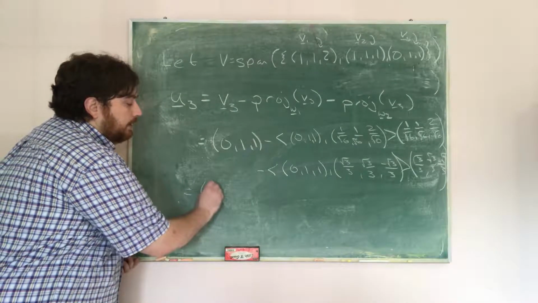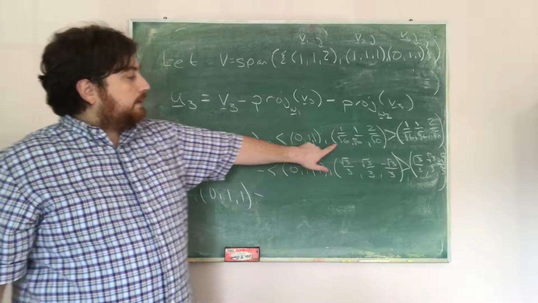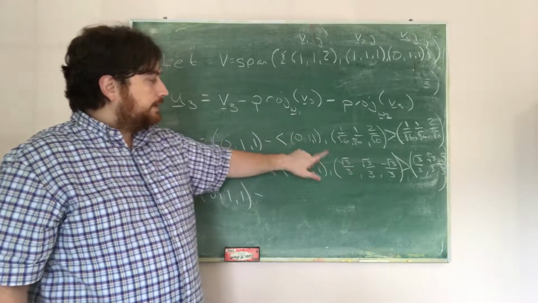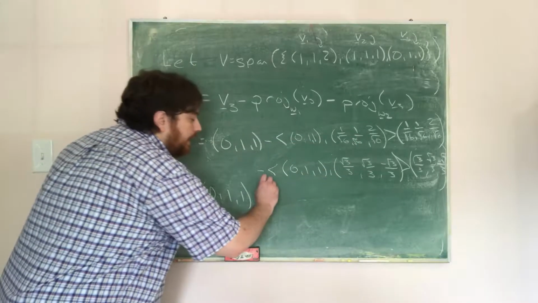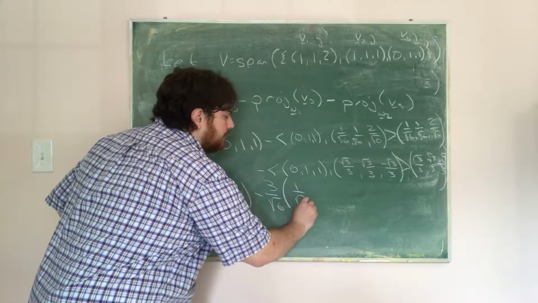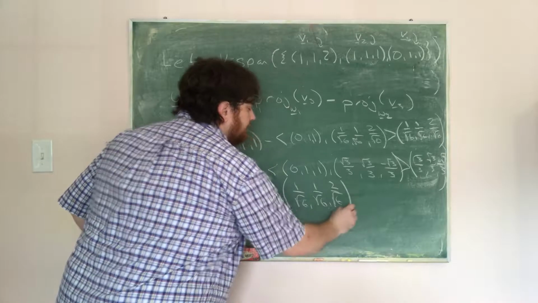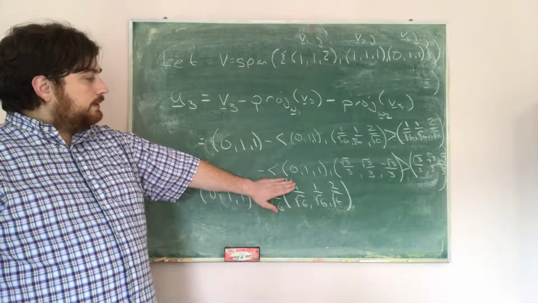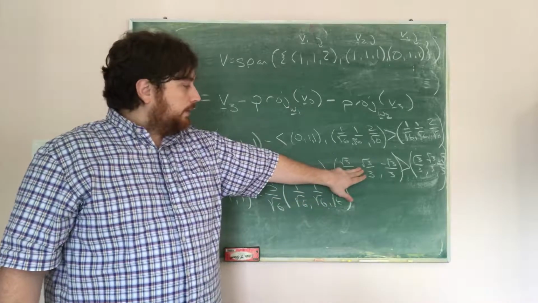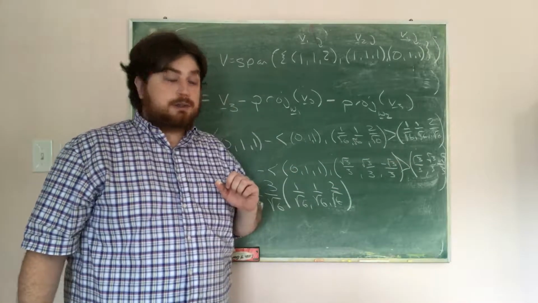So if we continue with this, we're going to get 0, 1, 1 minus. Now the inner product of these two, I would multiply the components, so 0 times 1 over the square root of 6 is 0. I get 1 over the square root of 6 plus 2 over the square root of 6 is 3 over the square root of 6, multiplied by the vector 1 over the square root of 6, 1 over the square root of 6, 2 over the square root of 6. And then I'm going to subtract off this portion, and if I look at this, I get 0 times root 3 over 3 is 0. Root 3 over 3 minus root 3 over 3 is 0. So 0 times this vector is just going to be the 0 vector.